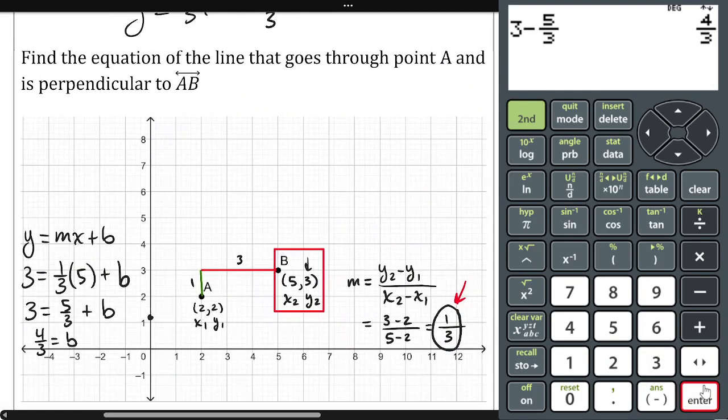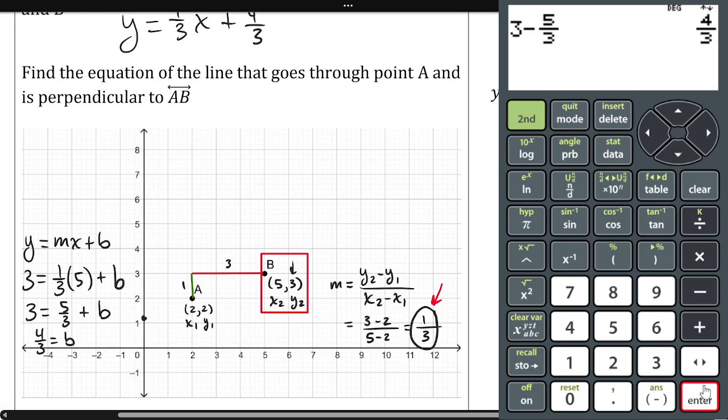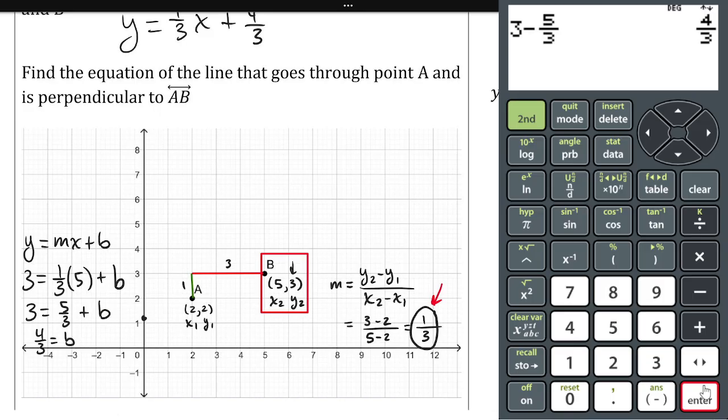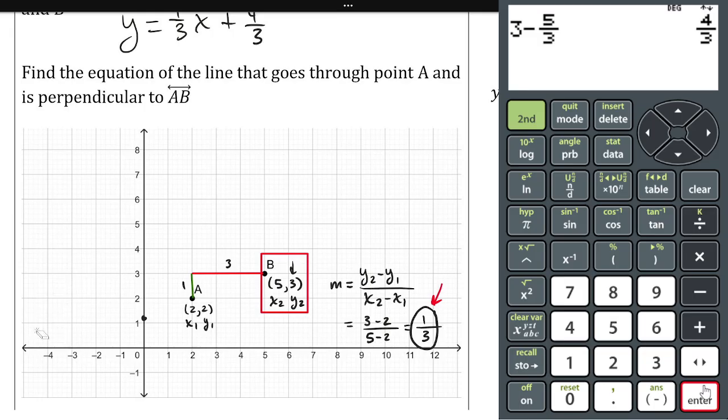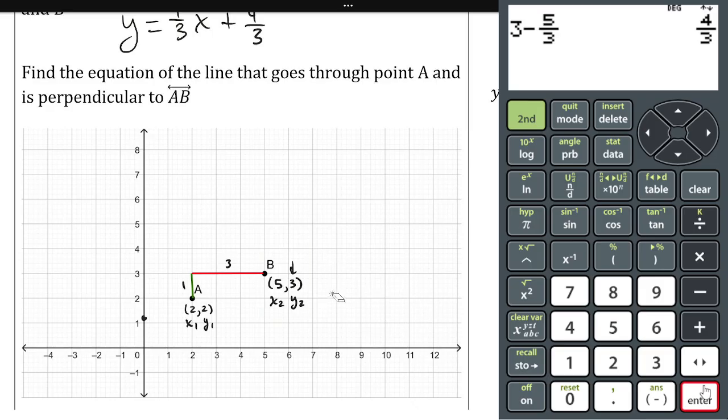All right, the next question says, find the equation of a line that goes through point A and is perpendicular to line AB. Okay, different thing now. Well, and yet a similar thing. I'm going to clear this out. You can rewind it if you need to look at that. This time we already know what the slope of the line that we have is. This slope was 1/3, right? But we now need to find a different equation.